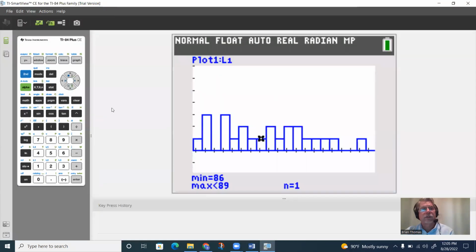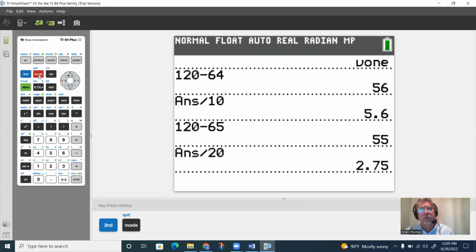So again, I'm somewhere else. So remember to get out of this, there's this quit button above the mode. So the second button, hit the mode button, it'll get me out. I can clear this out here.